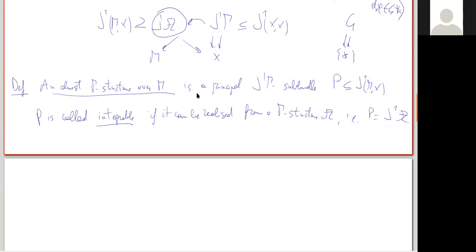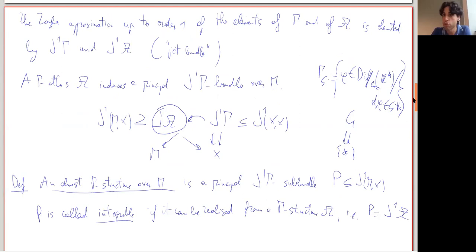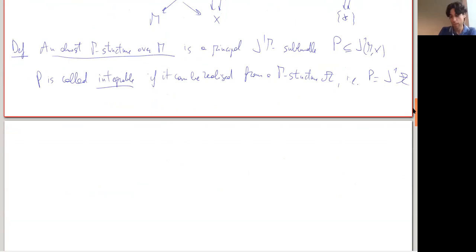Okay, thanks. No problem. Are there other questions about the general definition? Okay. Then, as promised, I'll write down this couple of examples which I anticipated earlier.